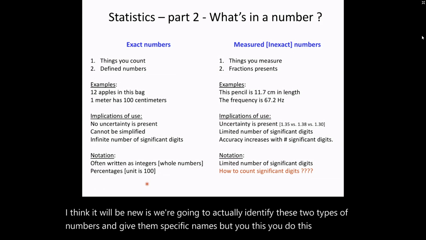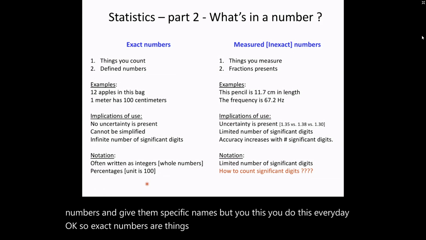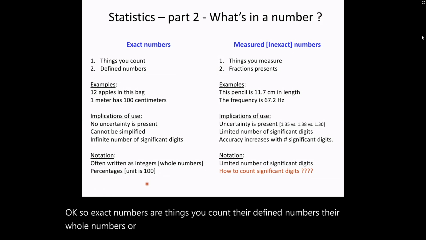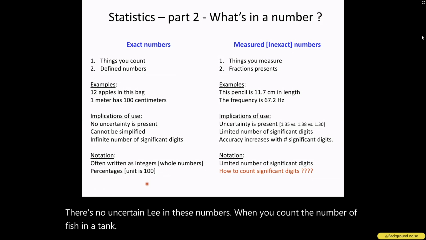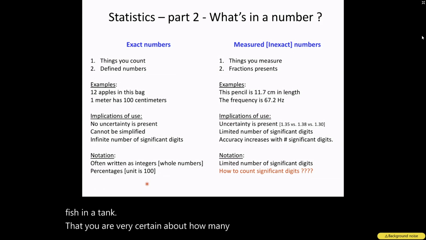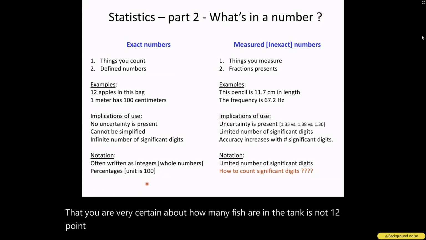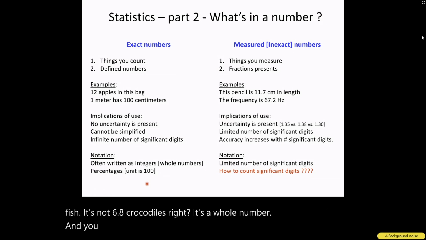Okay, so exact numbers are things you count, and they're defined numbers. They're whole numbers or integers. There are no fractions. There's no uncertainty in these numbers. When you count the number of fish in a tank, you are very certain about how many fish are in the tank. It's not 12.3 fish. It's not 6.8 crocodiles, right? It's a whole number, and you can't simplify the number.